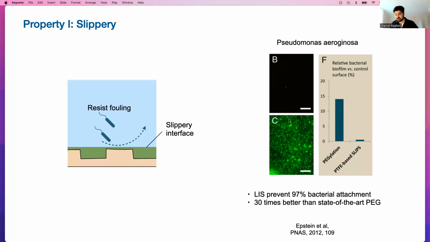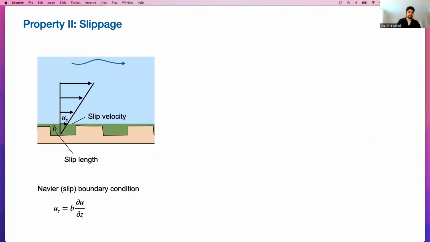In contrast, if you have a superhydrophobic surface like a Teflon, or if you have a PEG surface, which is basically the state-of-the-art when it comes to surface chemistry for resisting bacterial settlement, you can see that there is much more bacterial settlement on these other type of surfaces. So this is one property of the surfaces, is that things don't get stuck on it, and in particular for bacteria. Another property is flow slippage.